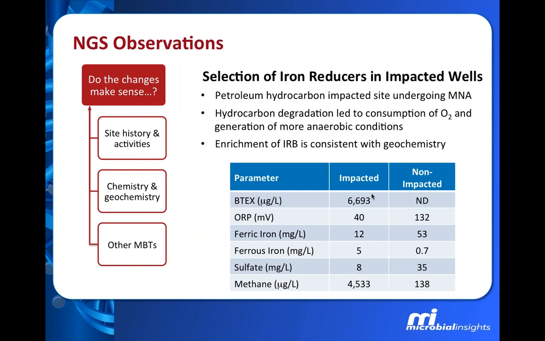And then remember that methane number. Methane concentrations are much higher in these locations, indicating that they're more anaerobic. So ample evidence for iron reduction to be occurring in this location. So seeing an enrichment of IRB really makes sense.